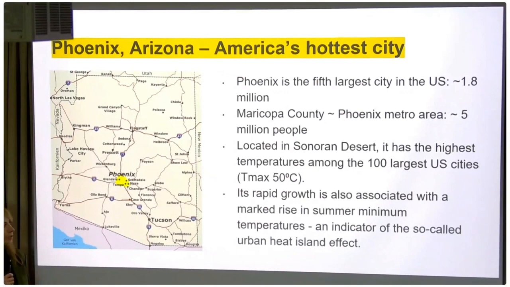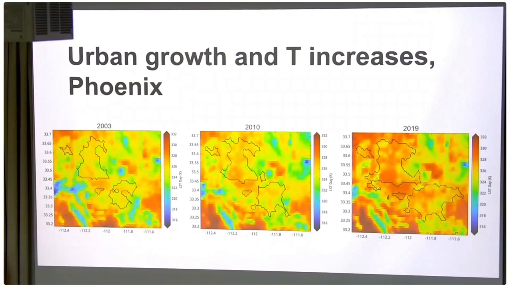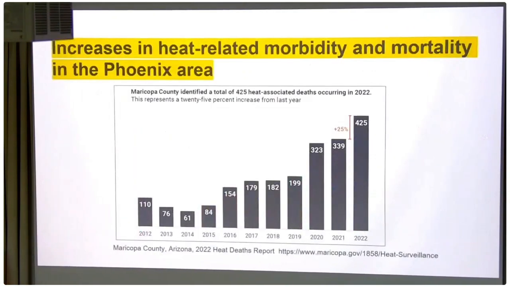With a city that has grown so significantly, we also see very big impacts of the so-called urban heat island effect in the region. These graphs demonstrate increasing temperatures in Phoenix, especially in relation to urban growth, from 2003 to 2019. You see the changes happening, and these changes are also visible in the heat-related mortality numbers that we are seeing in Phoenix.